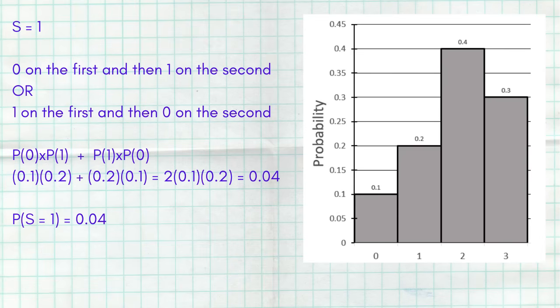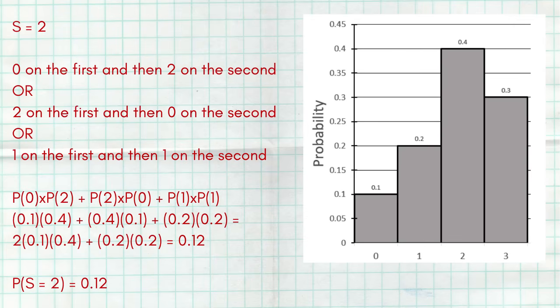All right, what about getting 2 points? Okay, let's walk through this. We could get a 0 and then a 2, or a 2 and then a 0. Those are distinctly different. Or we could get a 1 and a 1.